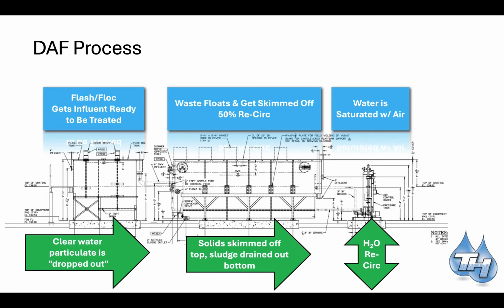So here we are back to that same picture as before. This is just a little more detailed now that we've learned all that we've learned. Going from left to right, the flash and flock system gets the influent ready to be treated, and this is where the clear water and the particulate are dropped out, so you've got water and particulate in two separate phases of the system. That goes into the float tank, where waste floats and gets skimmed off. We typically design a 50% recirculation of the water, and again, solids are skimmed off the top, and sludge is drained out the bottom. And then lastly, we have our water recirc, where the water is saturated with air.